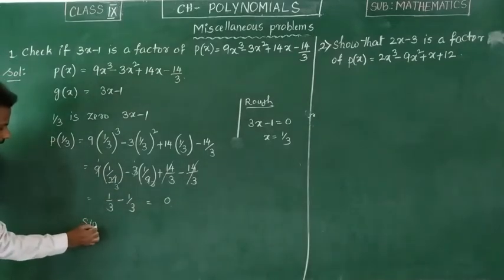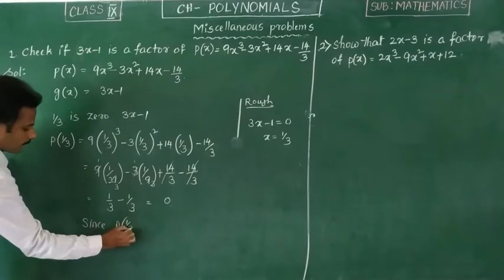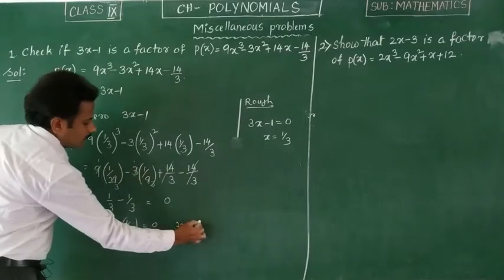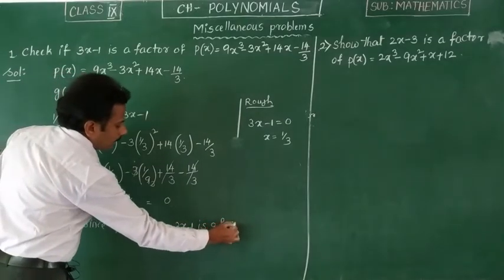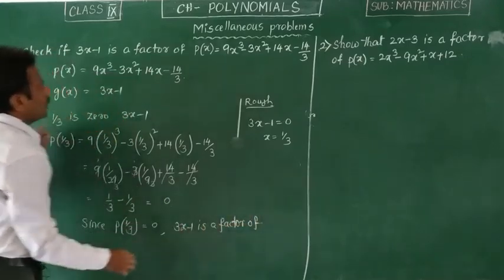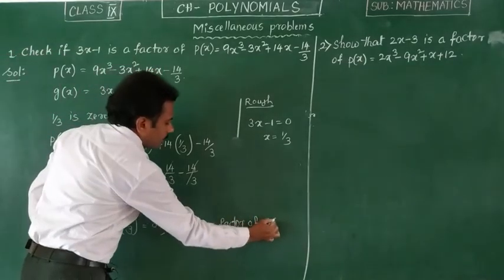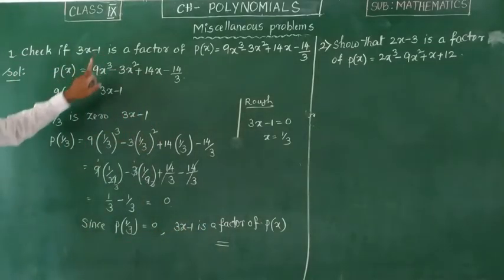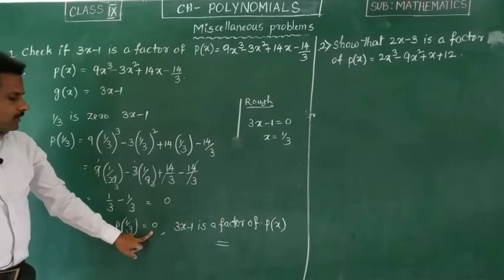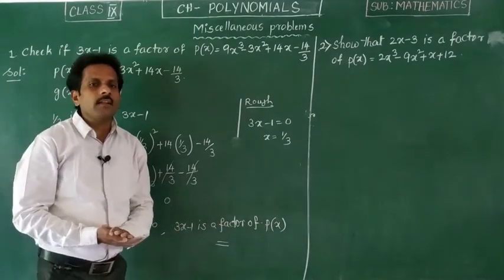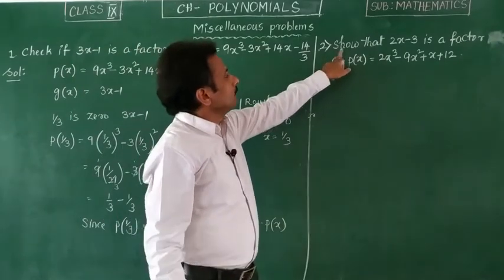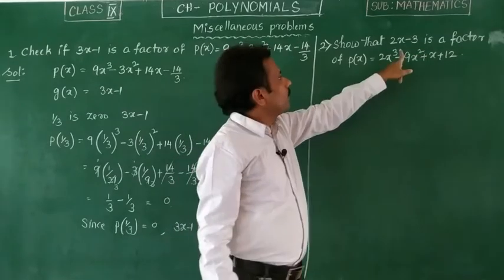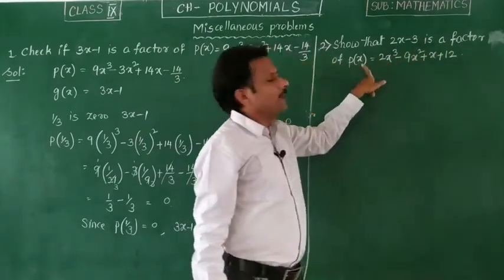Since p of 1 by 3 equals to 0, we can say that 3x minus 1 is a factor of given polynomial, that is p of x. So it is asked to check if 3x minus 1 is a factor or not. Yes, we have got the value 0. Therefore 3x minus 1 is a factor, we can confirm this. But whereas second question, it is asked to show that 2x minus 3 is a factor of p of x given.